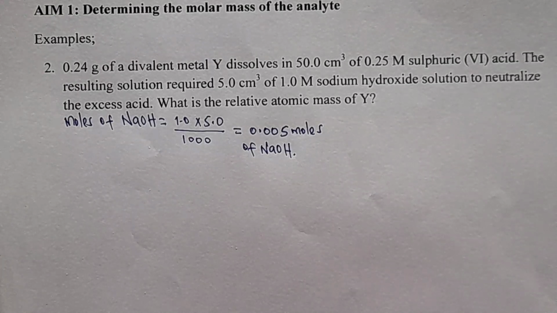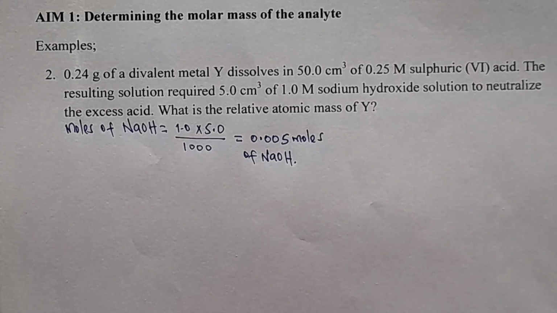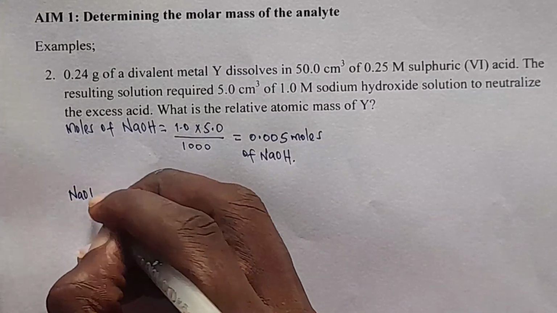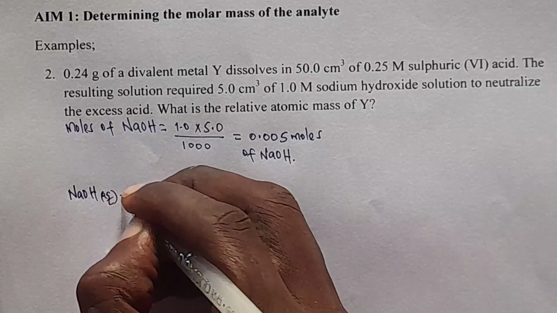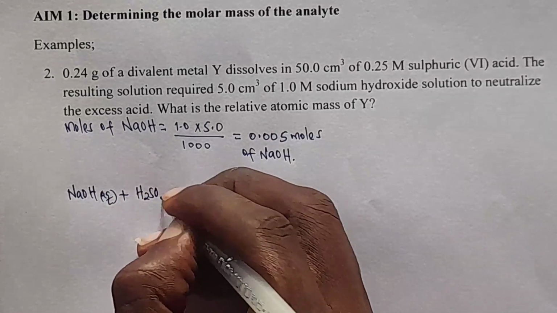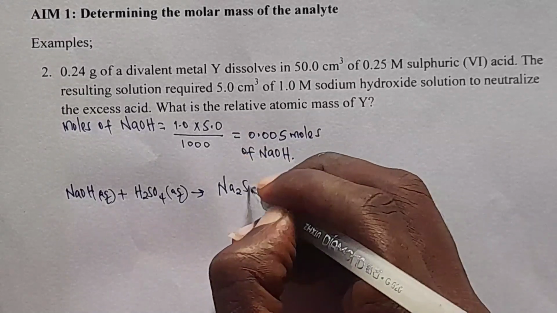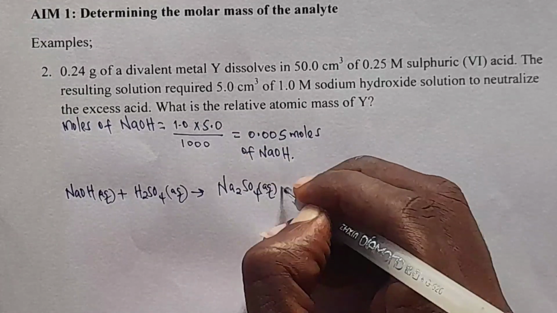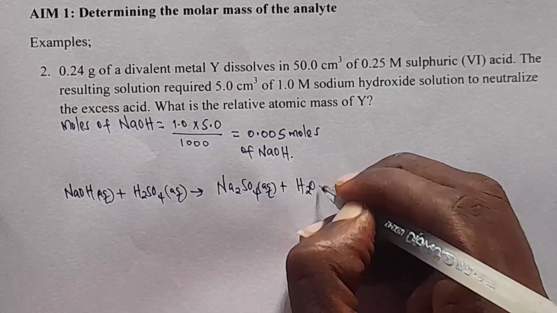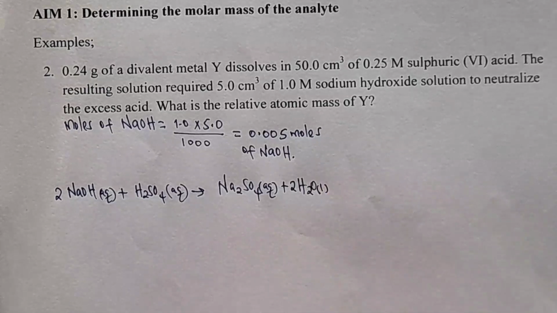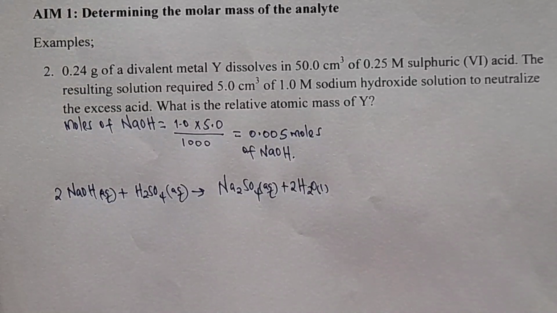So next step, we have to get the number of moles of the excess sulfuric acid by writing the equation between sodium hydroxide and dilute sulfuric acid. So we are going to have sodium hydroxide aqueous plus sulfuric acid aqueous, we are going to get the salt, sodium sulfate solution, plus water. So we are supposed to balance the equation. We put 2 here and we put 2 there. That will be the balanced chemical equation.